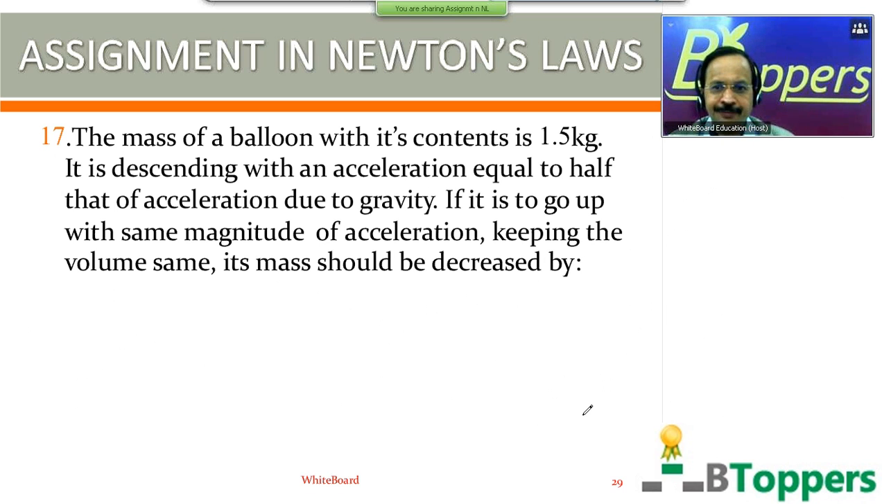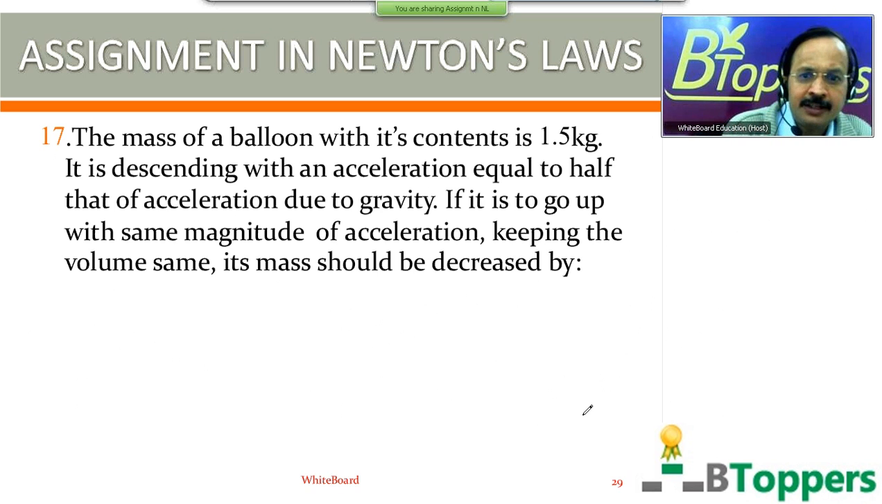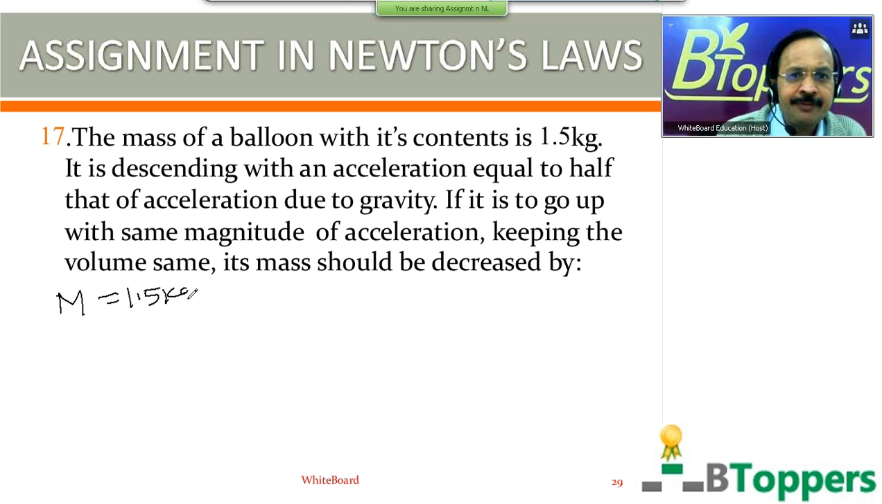See the question number 17. You can read out the question. It is the same model as the previous problem. Here I am going to use the result of the previous problem directly to solve this problem. The mass m of the balloon in the first case is given to be 1.5 kg. The magnitude of acceleration is the same in both the cases, that is equal to g by 2.